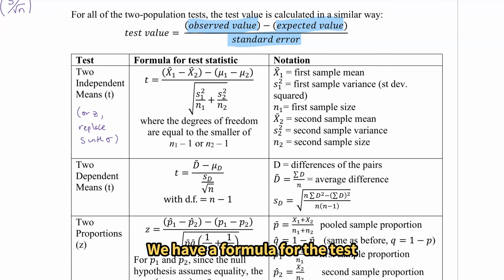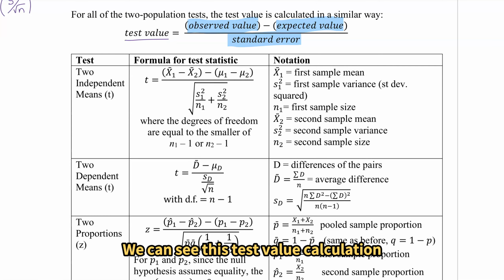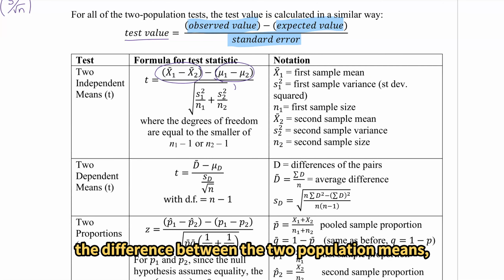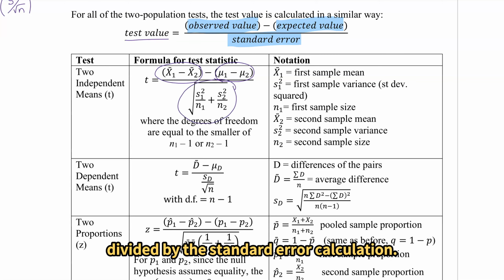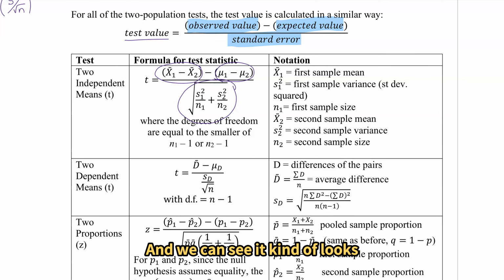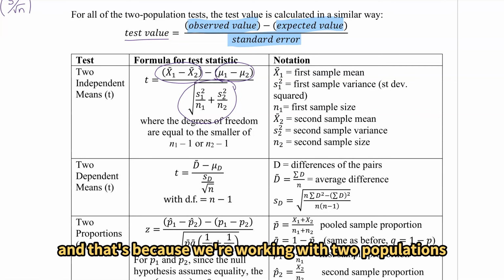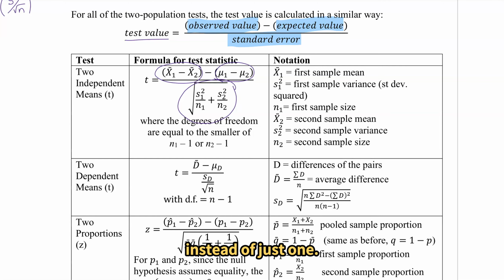So we have a formula for the test statistic for two independent means. We can see this test value calculation even here in our two independent means formula. We've got an observed value, the difference between the two means, the expected value, the difference between the two population means, divided by the standard error calculation. And it looks a little similar to our s over square root n, but there's some adding in there, and that's because we're working with two populations instead of just one. So the formula changes a little bit.